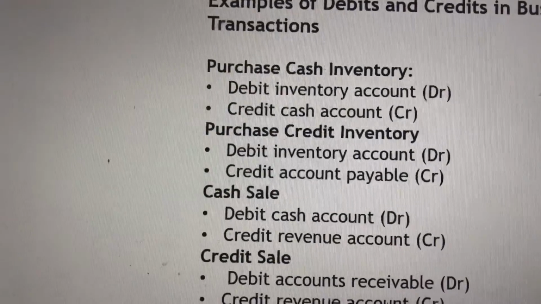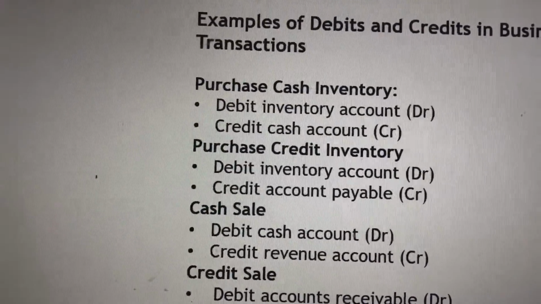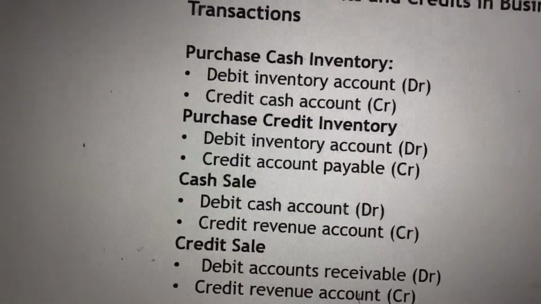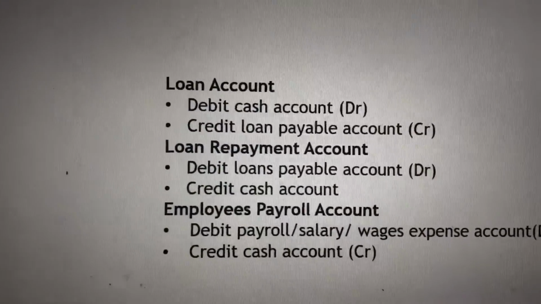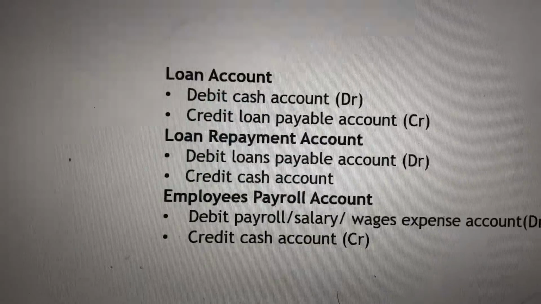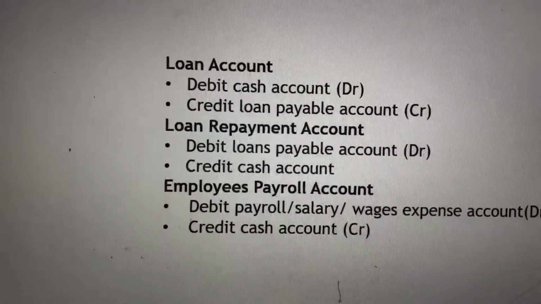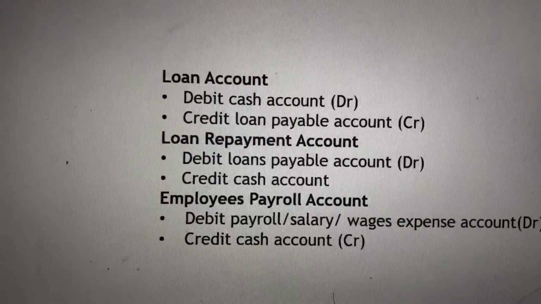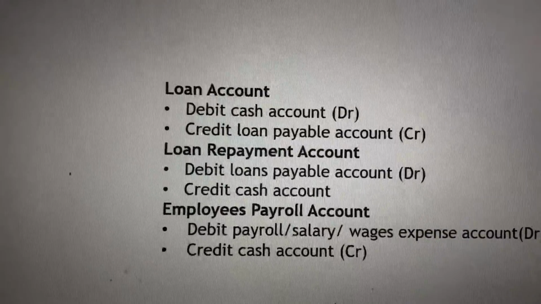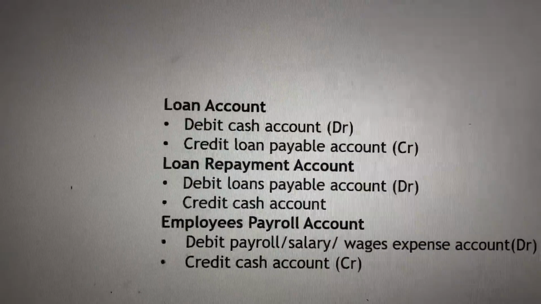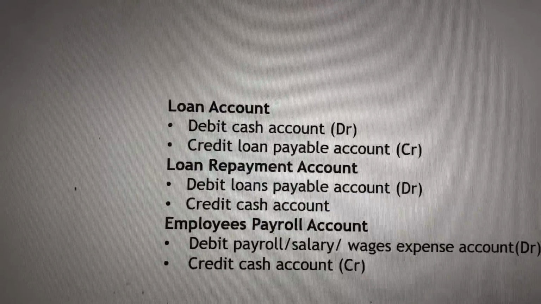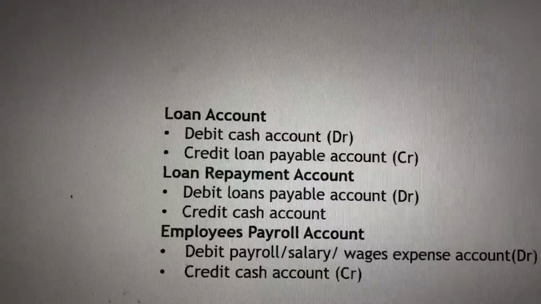When we have a credit sale, we have to debit accounts receivable and credit the revenue account. Loan accounts: when we borrow a loan from a bank or from any investors or any institution, we have to debit the cash account and credit the loan payable account. Then loan repayment: when we are paying back our loan, we have to debit the loan payable account and credit the cash account.